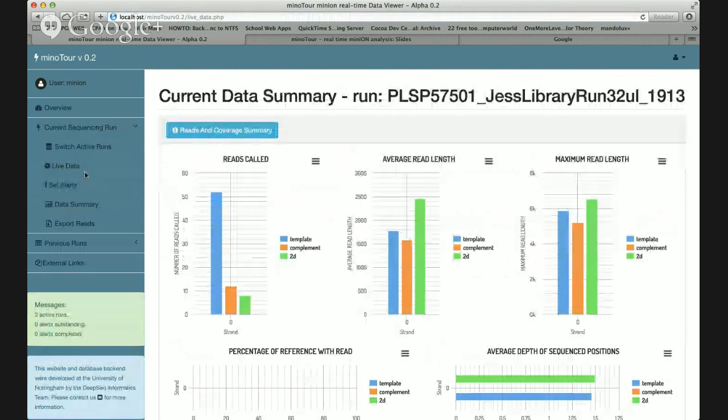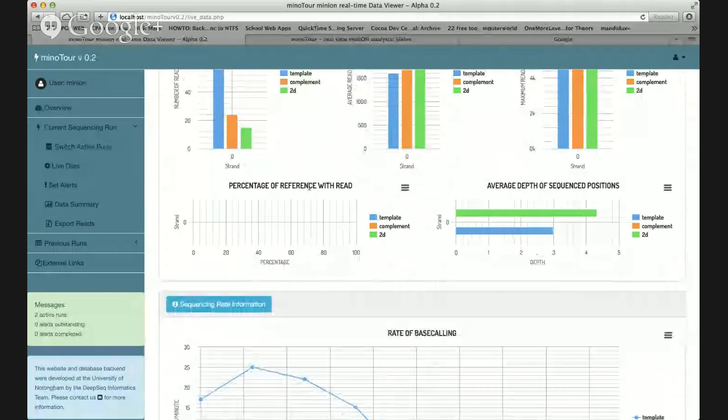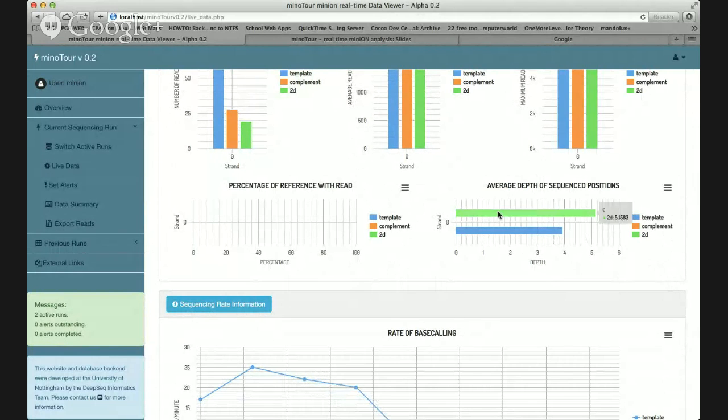What you can see here are the reads, the template, the complement, the 2D. You can see the numbers increasing, the average read lengths changing, the maximum read lengths coming up. With these two plots here, we've got percentage of reference with read. This is the percentage of the reference sequence that's covered by a read. It'll take a little bit of time for that number to catch up. And we have an average depth here of sequence positions.